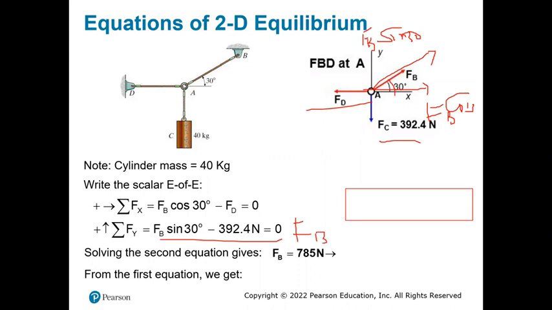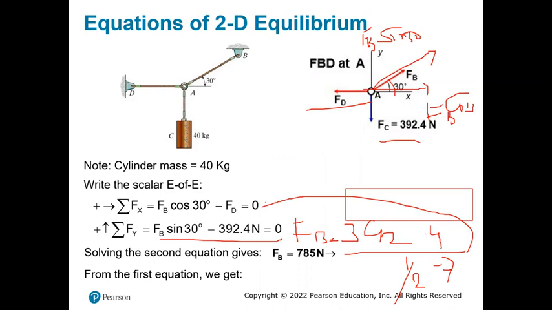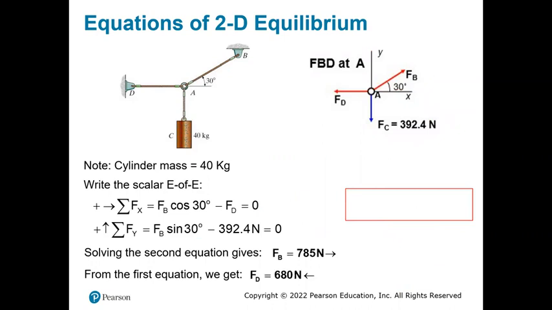So FB is going to be 392.4 divided by sine 30. Sine 30 is going to be half. So we can get FB. Once you find that value, you just substitute here, then you will know what FD is. Okay, so now we have that. We had two unknown forces and two equations, so we found the forces acting on the system.